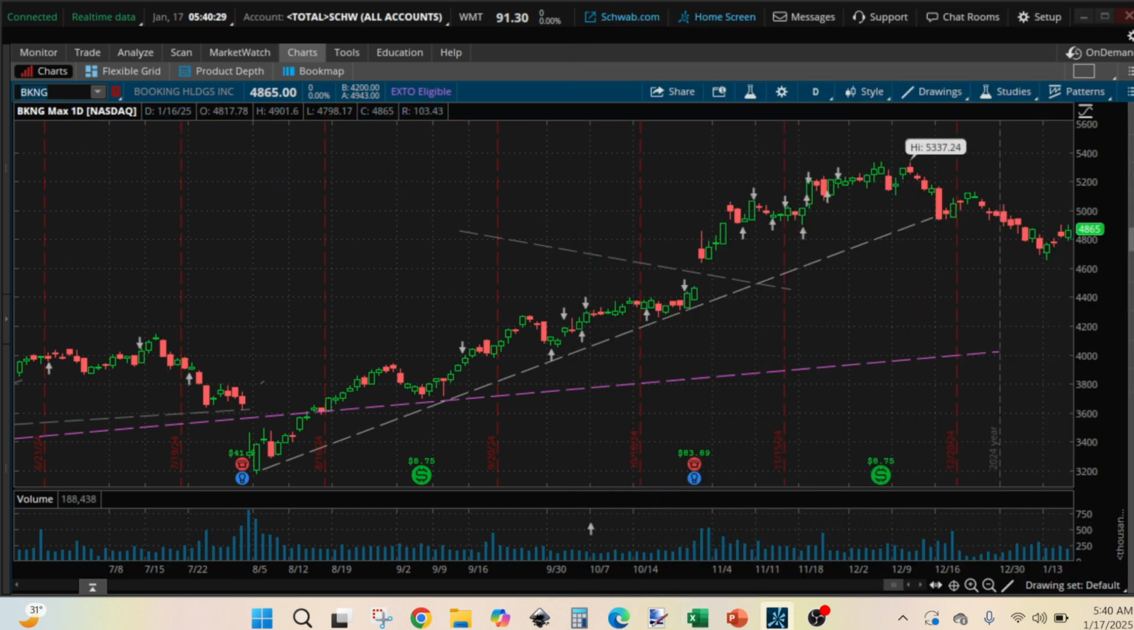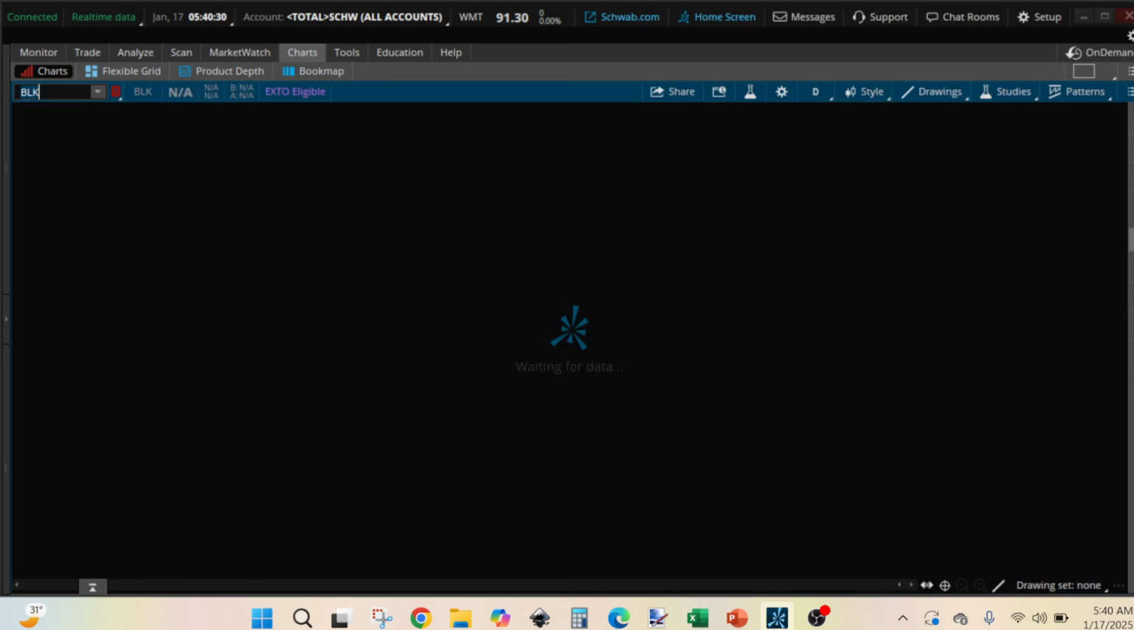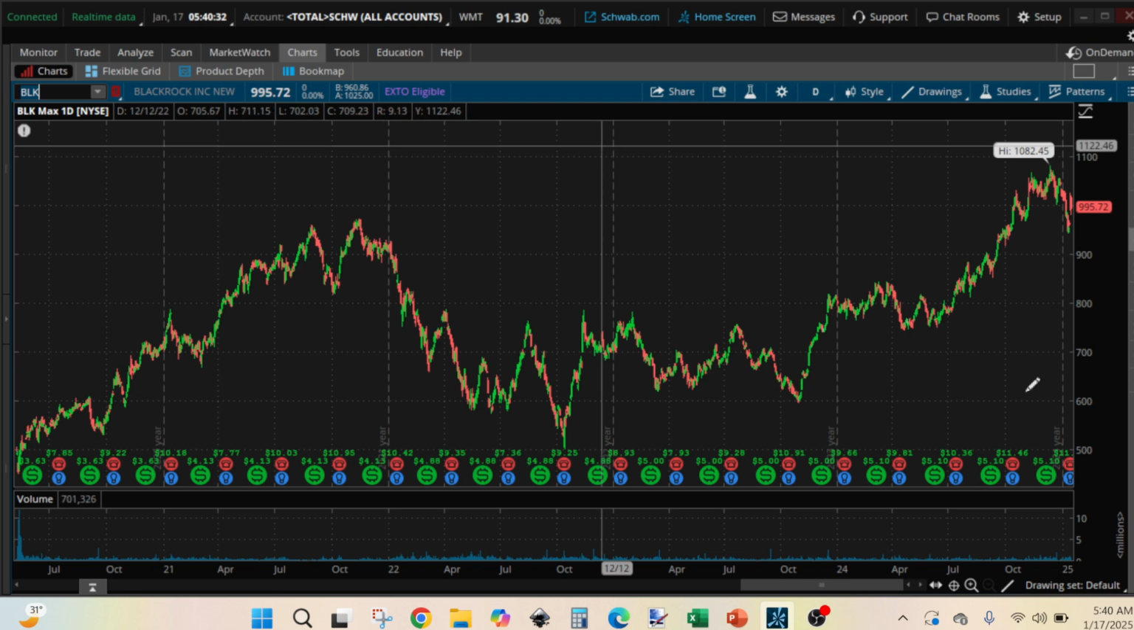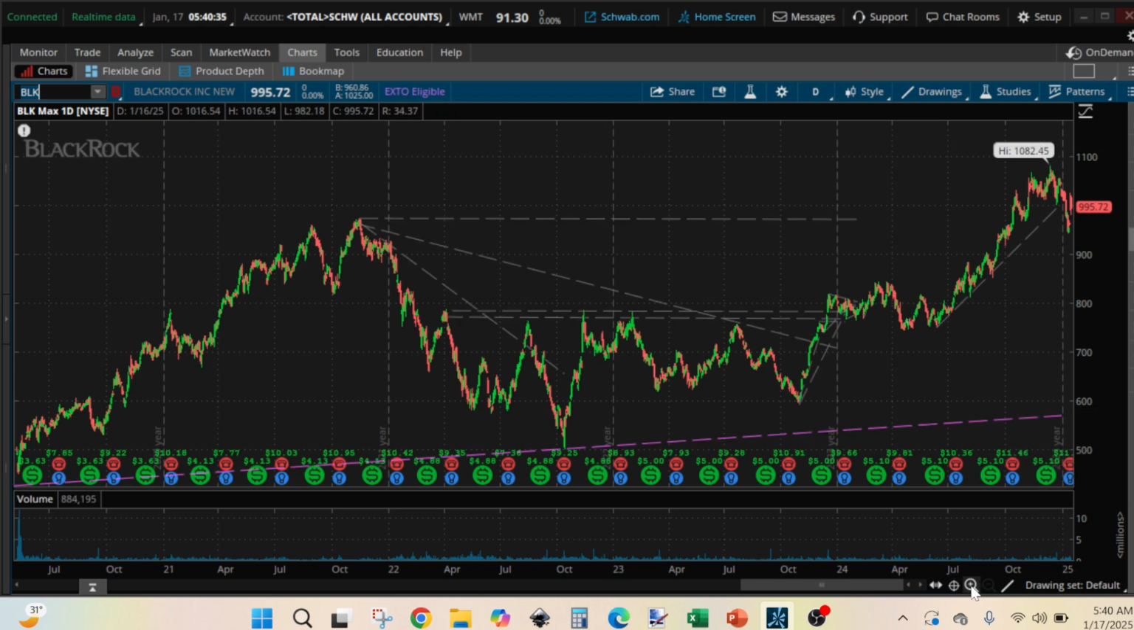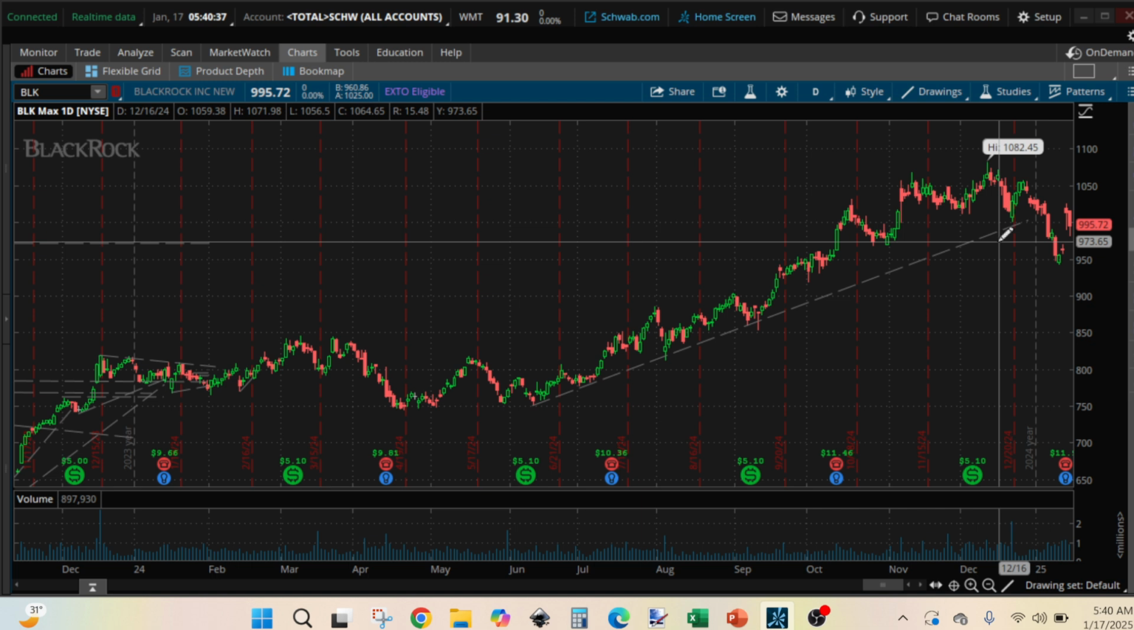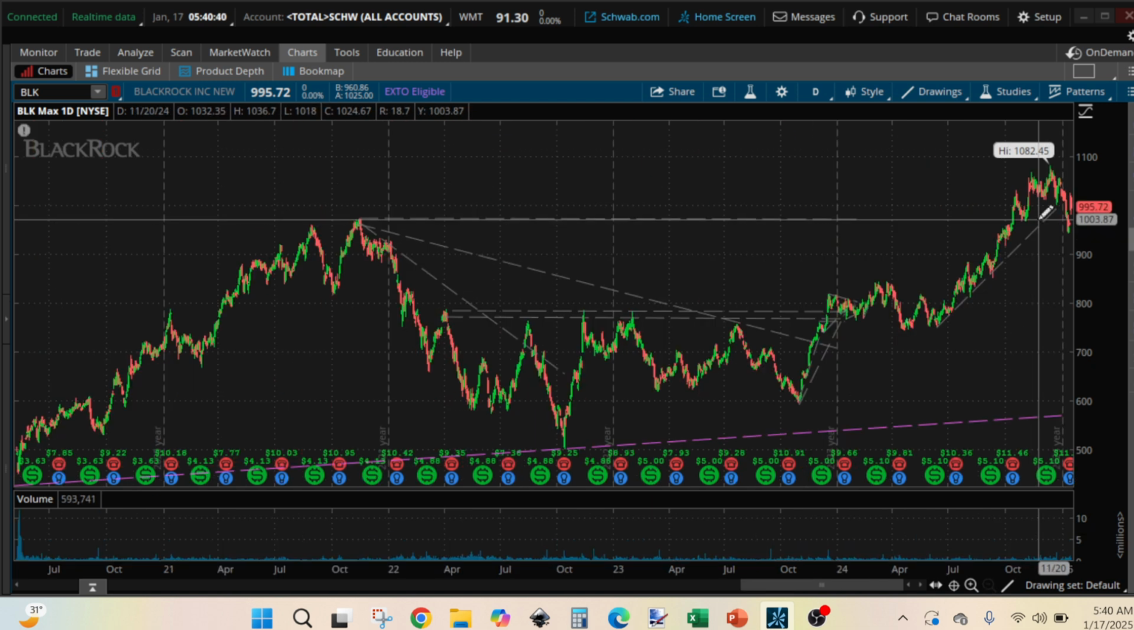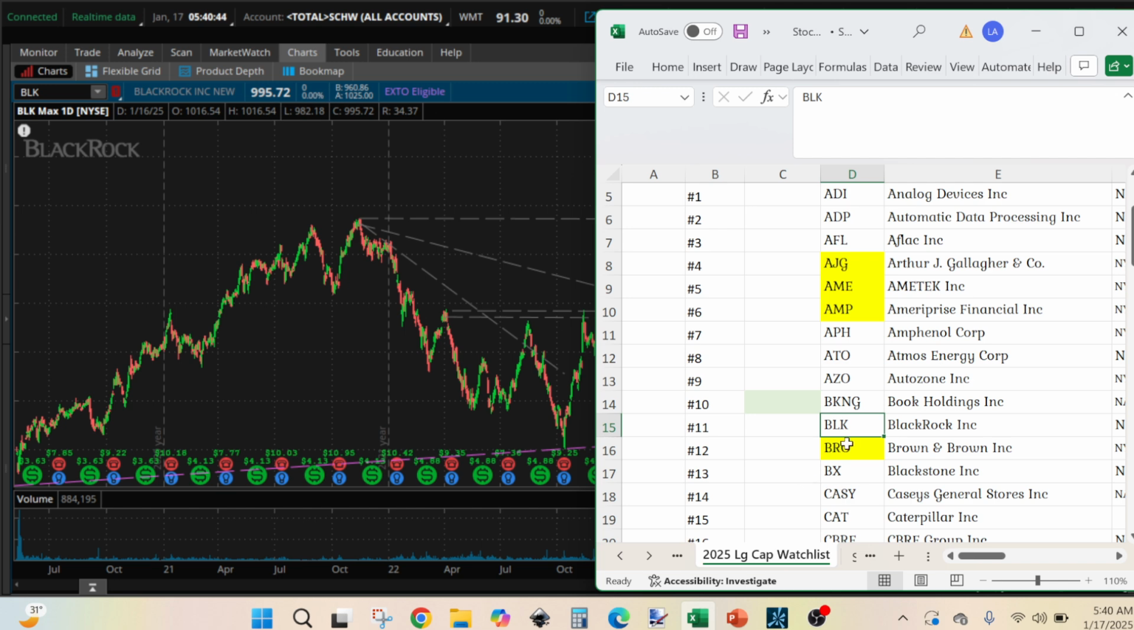BLK. We like to buy at this line, but right now it's still higher up. This trend line ended, but it's still higher up. The next one is BRO.